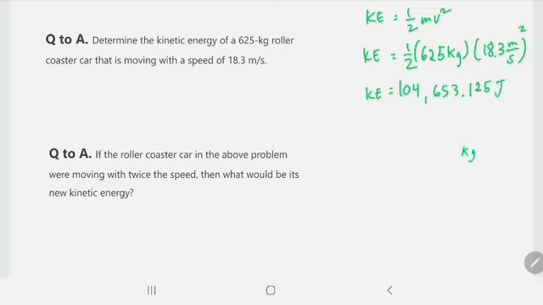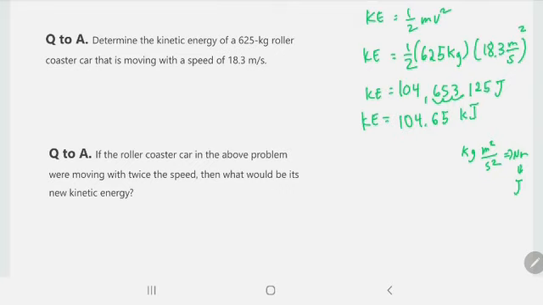Diba, kilogram, and then you will square the meters per second. So meter squared per second squared. So Newton meter is joules. Usually if you get very large kinetic energy, you can transform it into kilojoules. Just move the decimal place to the left 3 times. So 104.65 kilojoules.